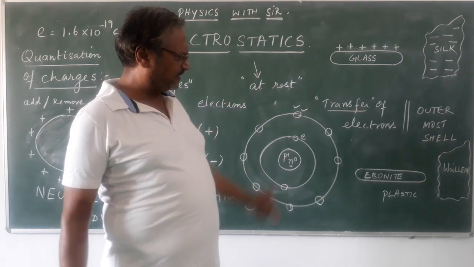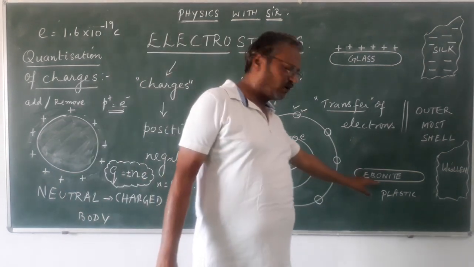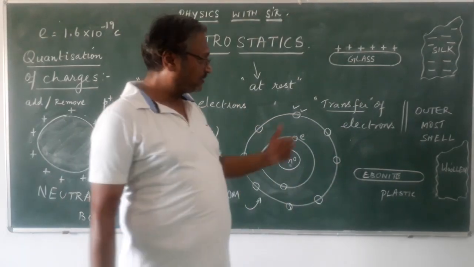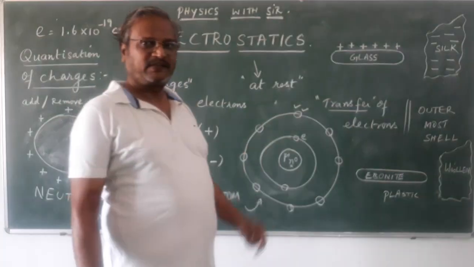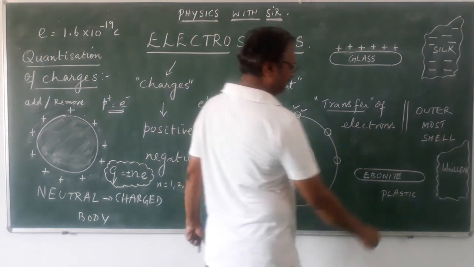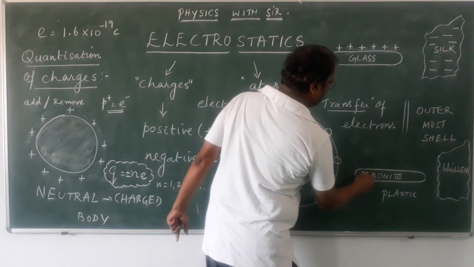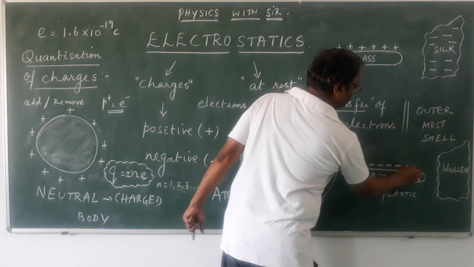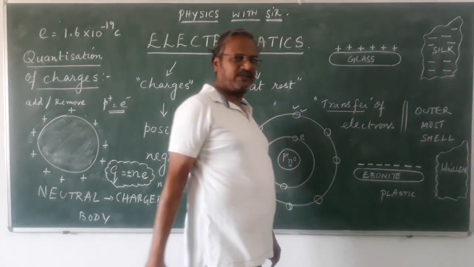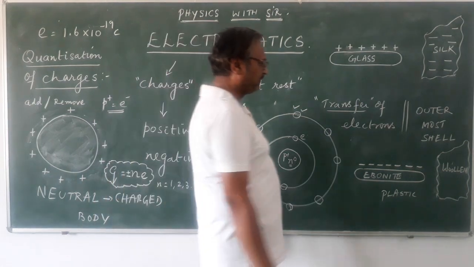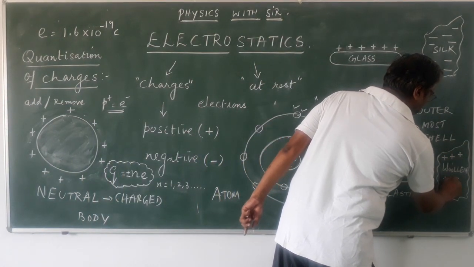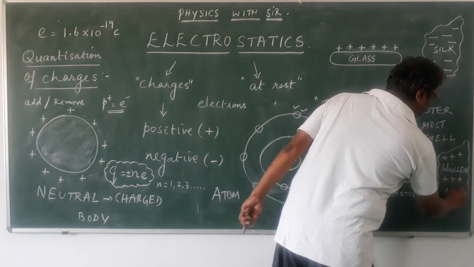We can go to another case. You can take an ebonite rod or simply a plastic rod and rub it with a woolen cloth. Then what will happen? The woolen cloth will lose electrons to the ebonite rod. So the ebonite rod turns negative and the woolen cloth has lost electrons, so it has become positive.